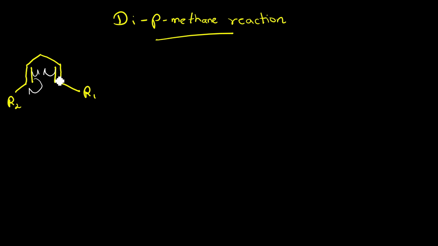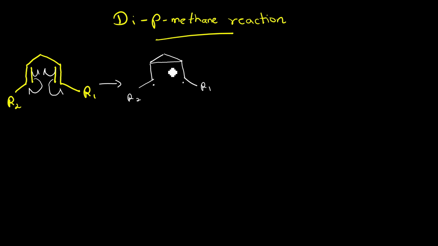Now the same happens here, right? So one electron is going here to form the bond and the other electron comes here to form the radical. Now we have the product. It's like this. Here we have the R1 and here we have the R2. Now we have a new bond formed between these two carbons and we have two radicals here.